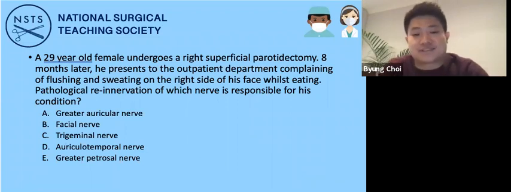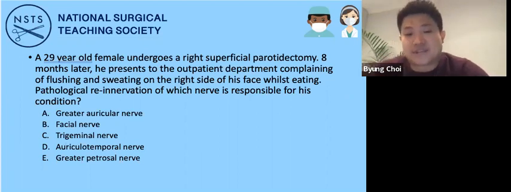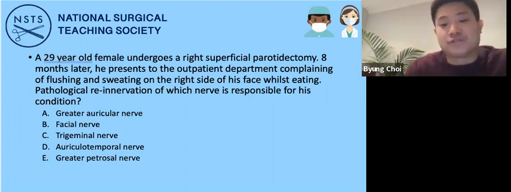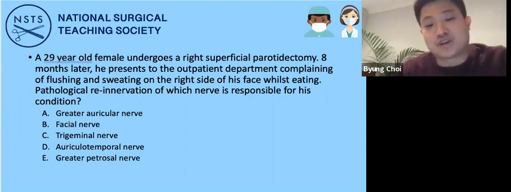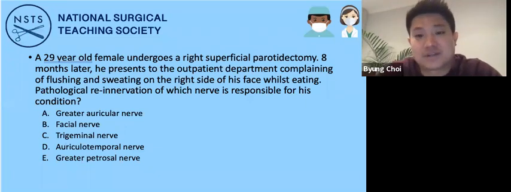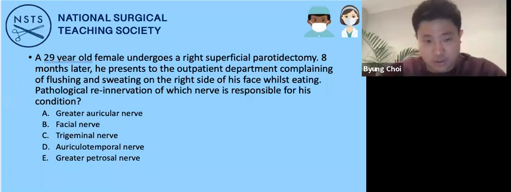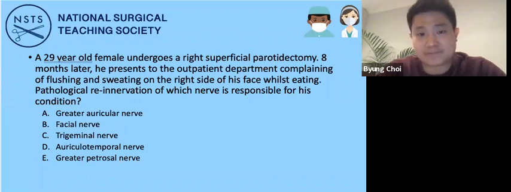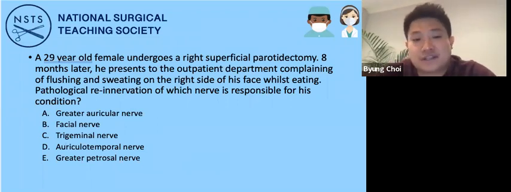or parotid excision surgery, where damage to the auricular temporal nerve, as it recovers, it can get reinnervated with sympathetic fibers contributing to it that causes flushing and sweating, essentially, especially when you eat, when the parotid gland is activated. So the auricular temporal nerve is a branch of the trigeminal nerve, and it carries the parasympathetic fibers to the parotid gland.